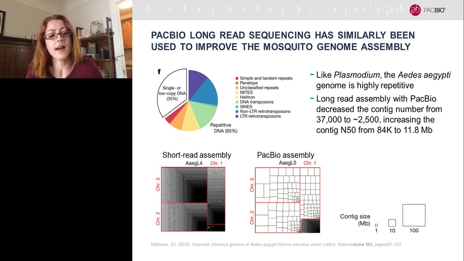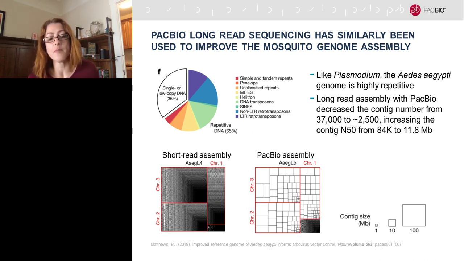So the way that the assembly contiguity is rendered here is that each little box corresponds to a single contig. Right? And the contig size scale is shown at the right. What you see is that the short-read assembly is all black because the boxes are so small, you can barely even see where one contig goes to the next. But in the PacBio assembly, all 3 chromosomes are very well organized and ordered, and the contig number decreased from over 37,000 contigs down to just 2,500, increasing the contig N50 from 84,000 base pairs all the way to 11.8 megabases.